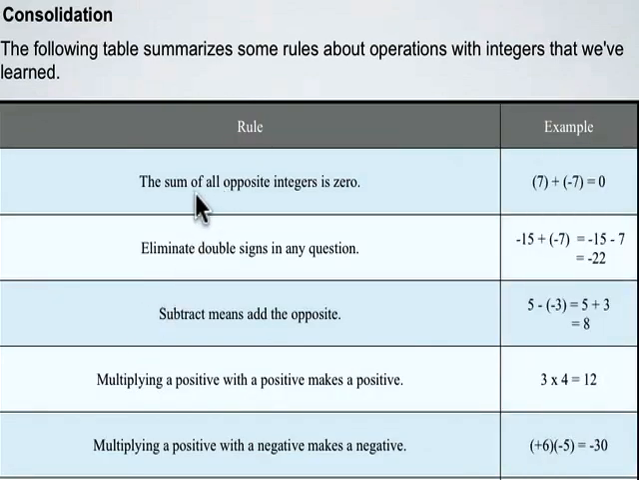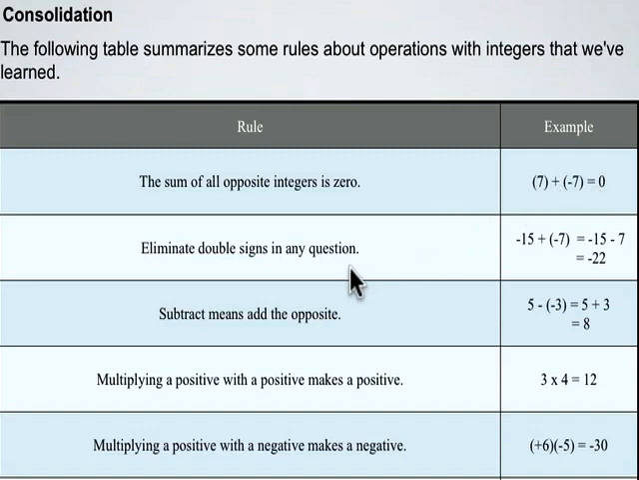So if we look at our first rule, the sum of all opposite integers is 0. We know that one red tile and one blue tile cancels out to be 0, and whenever you have the same number of red tiles as you do blue tiles, they will all cancel out. So in this case, a positive 7 and a negative 7 will equal 0 because they are opposite integers.